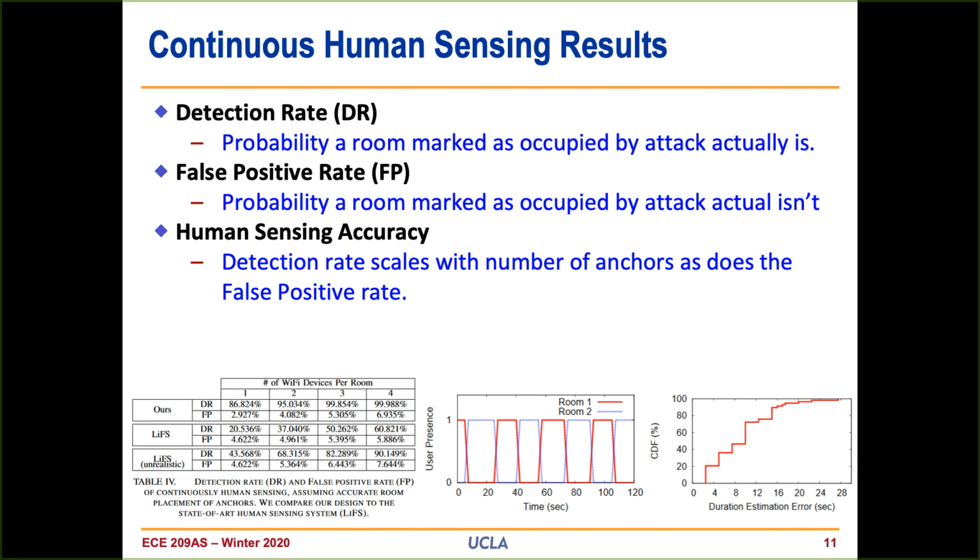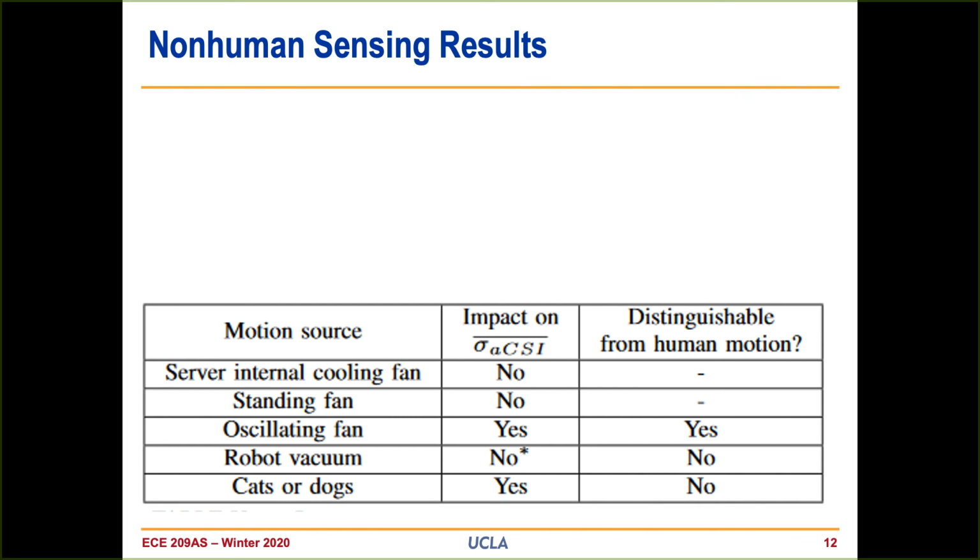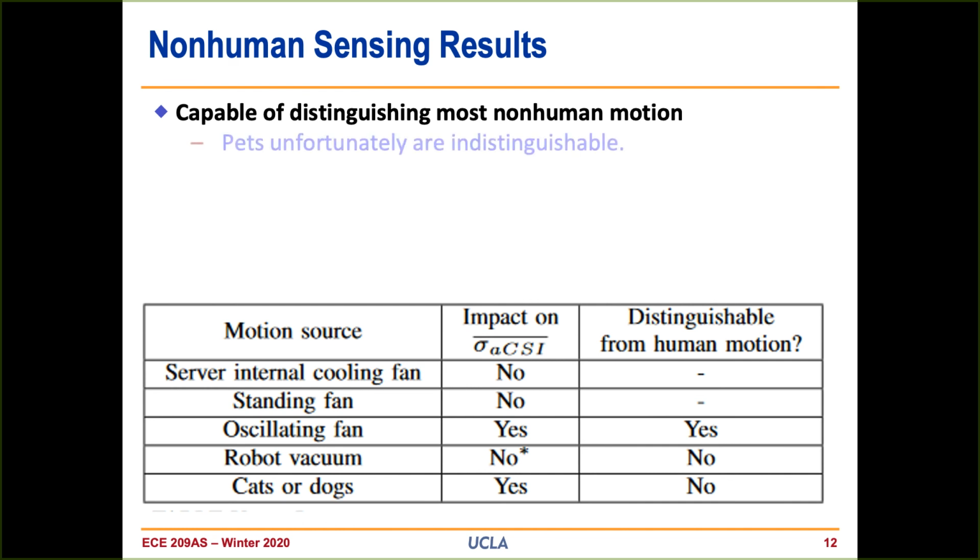In terms of non-human sensing results, it was capable of distinguishing most non-human motion. The only issue that it ran into is that pets are indistinguishable by the system. Large cats and dogs have similar motion patterns to humans, so it is hard to tell whether the motion detections were done by pets or actual humans. This could be a potential area for future work to see if it is possible to come up with some way of identifying animals, or maybe even using some sort of defense that relies on large objects that may move around the house to protect against someone trying this sort of attack.